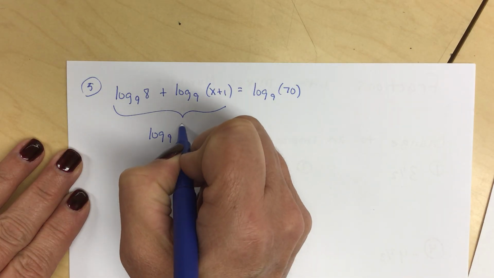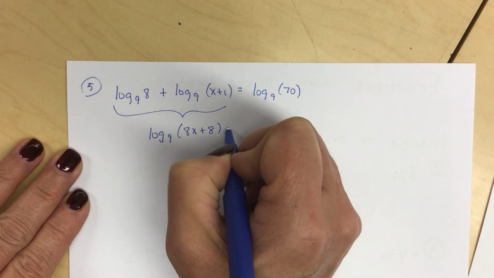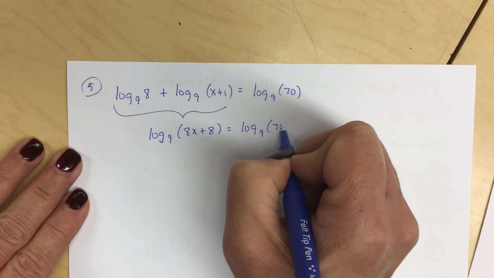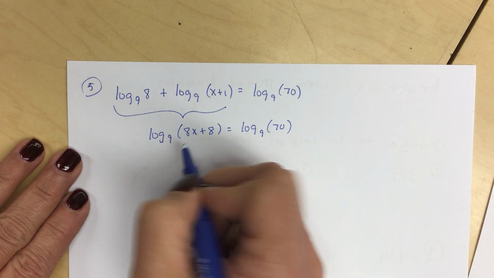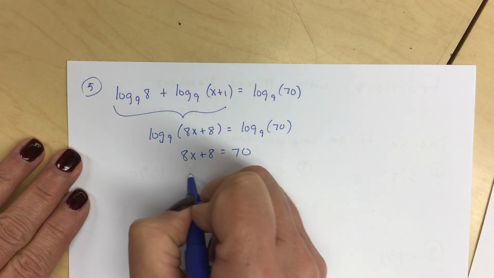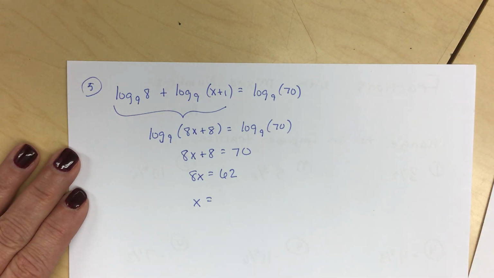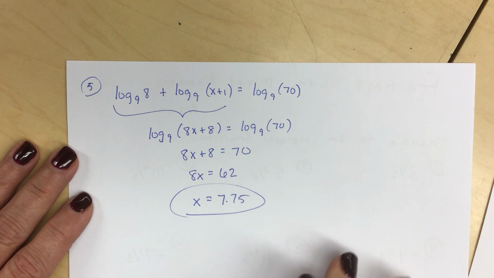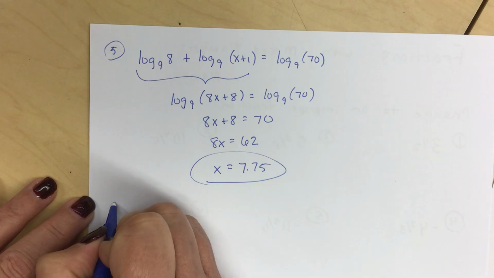This is log base 9, so log base 9 of 8x plus 8, because we're going to put that together with multiplication. And now that equals log base 9 of 70. Now we have 1 log on the left equals 1 log on the right, so you can cancel those out. So 8x plus 8 is equal to 70. So 8x is equal to 62. So 62 divided by 8 is 7.75. So if you can get it to where it has 1 log on each side, then you can ignore the logs or cancel them out.